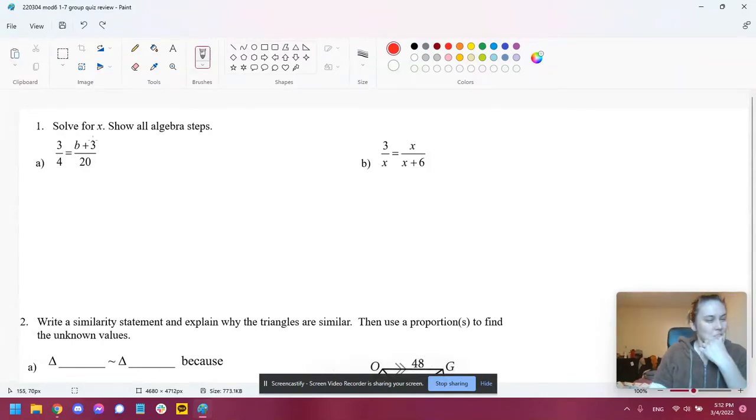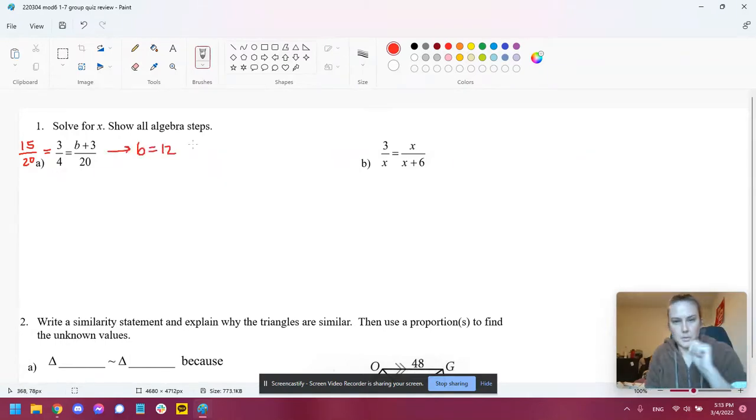Okay. The first step is solving for x. I should have said solve for the variable because the first one's b, not x. But there's a couple of different ways to do these. I saw a lot of people in class find a common denominator. So we can make this 15 over 20 by multiplying both the top and the bottom by 5, and then saying that b plus 3 has to be 15. So that makes b 12 because 12 plus 3 is 15. That's a really good way to do this.